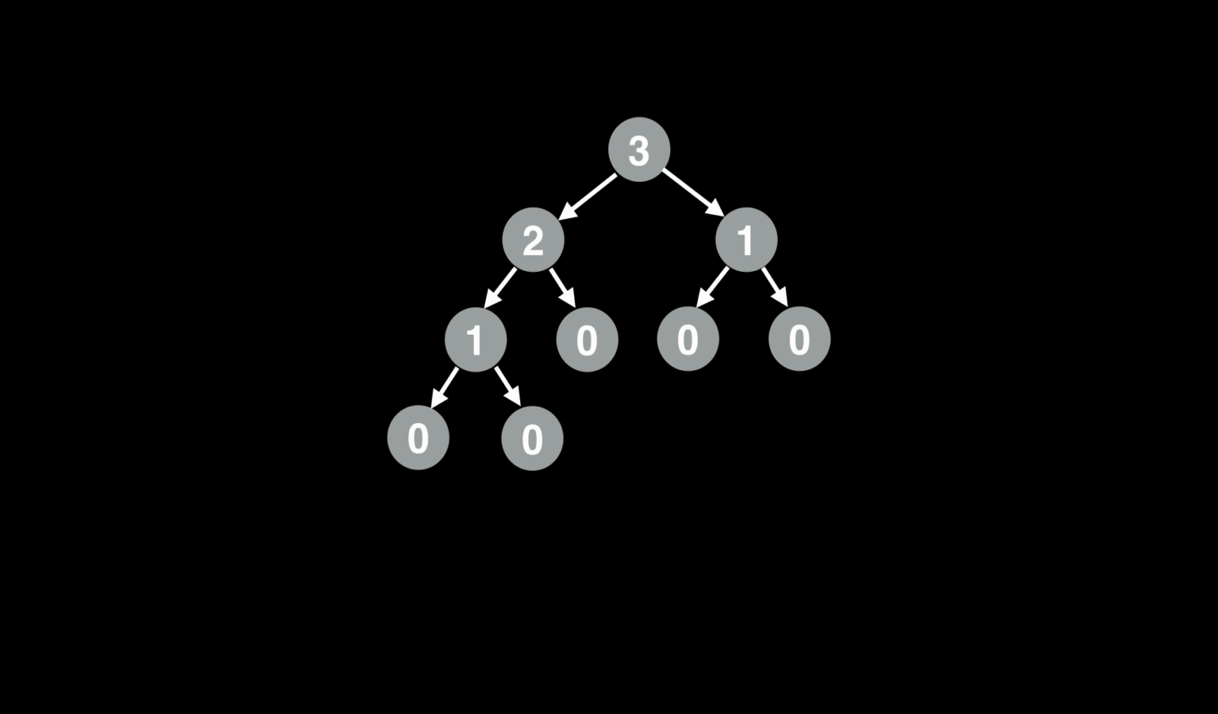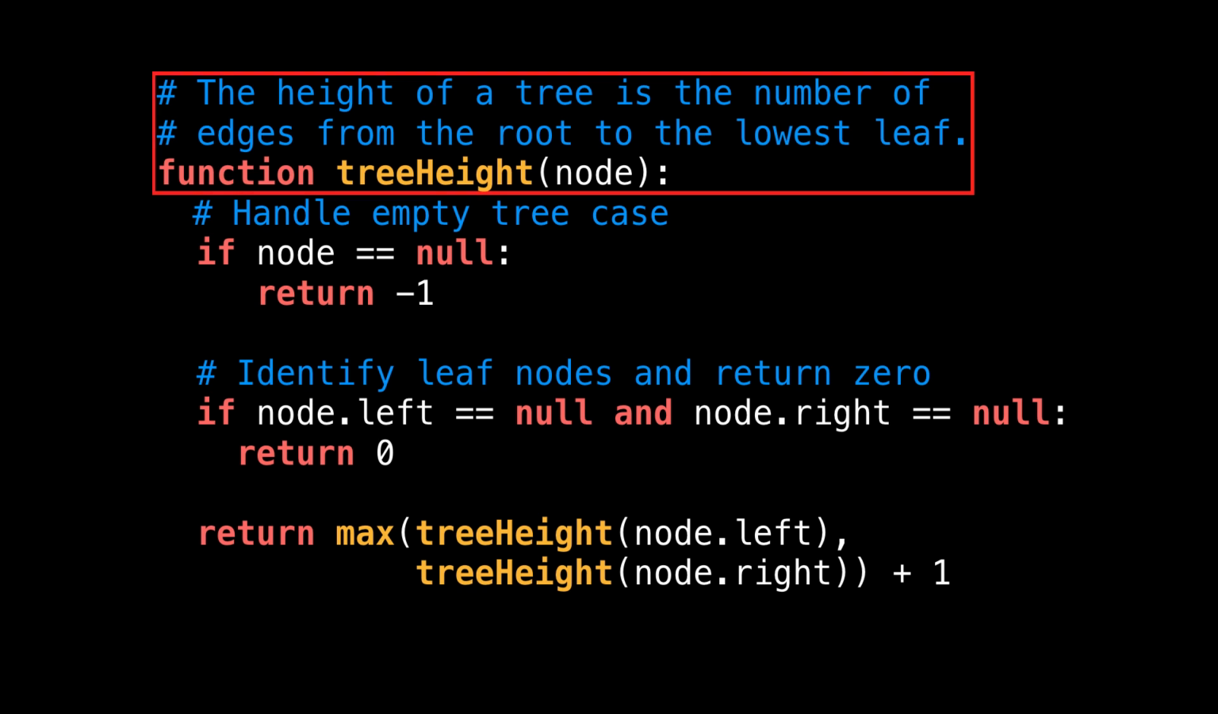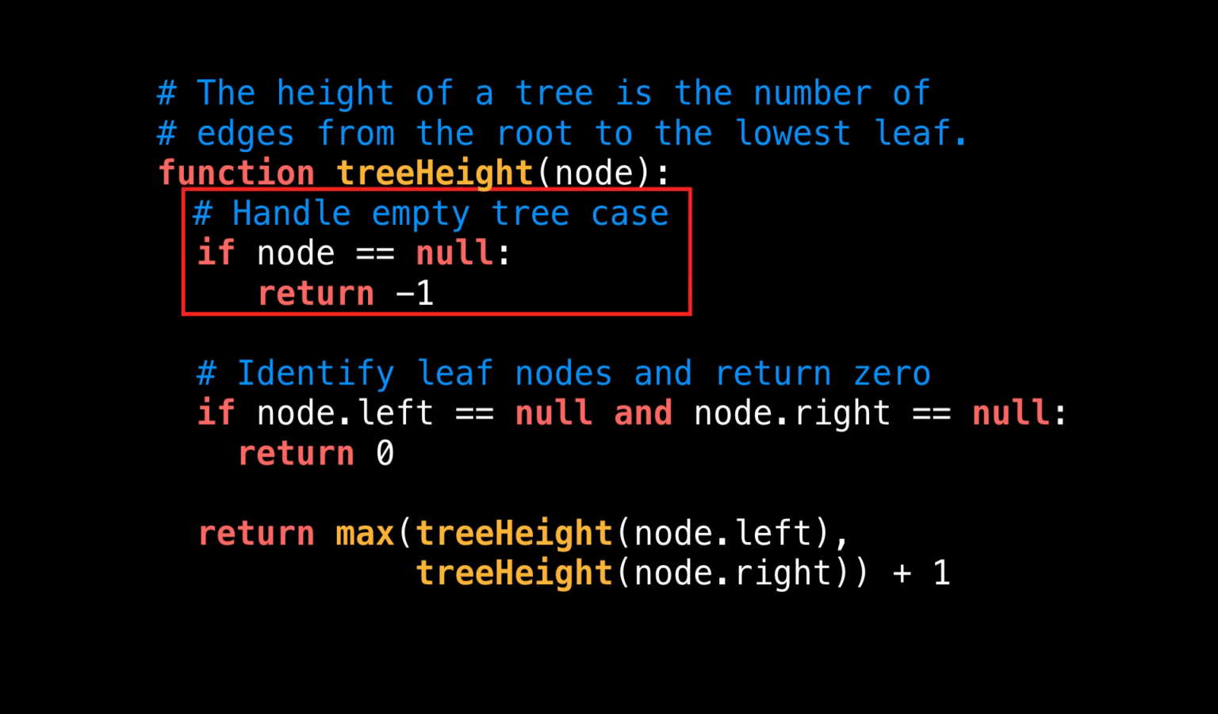Let's have a look at some pseudocode, shall we? This is the tree height function. It is responsible for computing the height of the tree. You would start by calling this function by passing in the tree's root node as we did for the leaf sum function. The first thing we do is handle the empty tree case. The height of an empty tree is undefined, so return minus 1.